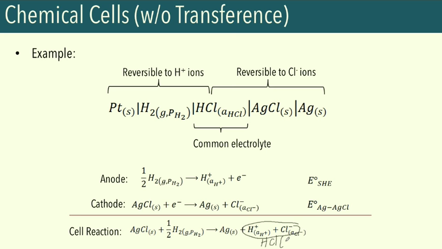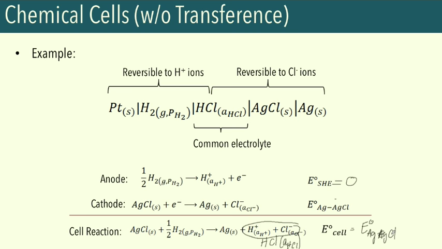All right, this will also give us our standard cell potential, which is just equal to the sum of the reduction potential of our silver-silver chloride electrode and the oxidation potential of our standard hydrogen electrode. But since that is equal to zero, we could say that our E cell is just equal to the standard reduction potential of our silver-silver chloride electrode. So the major application of chemical cells without transference is the calculation of standard reduction potentials. For example, in this particular case, if we have all our species in standard conditions, the measurement of our standard cell potential would be equal to the standard reduction potential of our silver-silver chloride electrode.